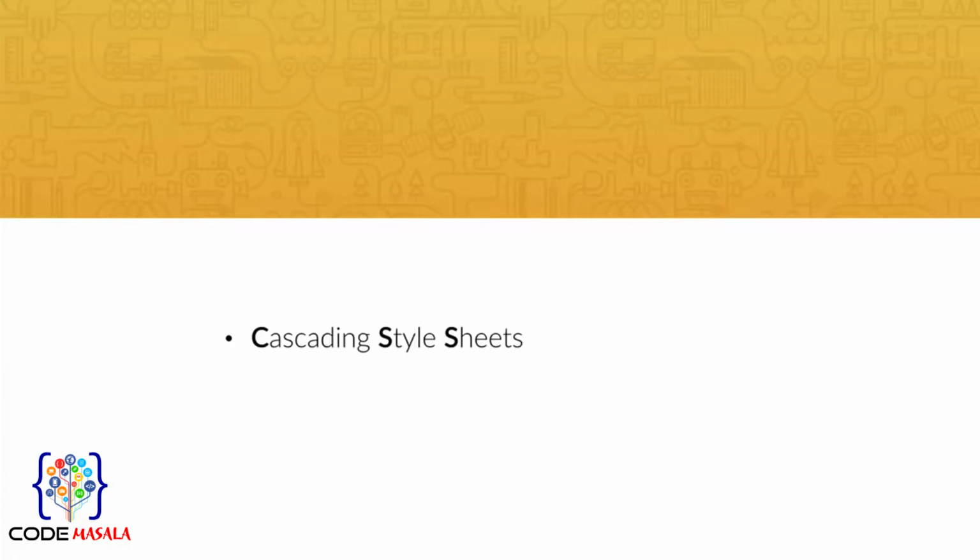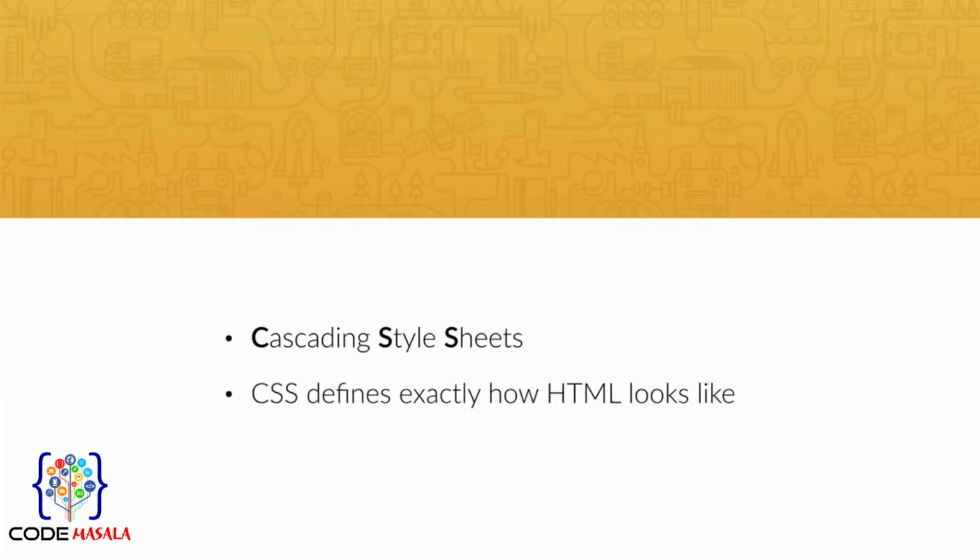So, what is CSS? CSS stands for Cascading Style Sheets. CSS defines exactly how HTML elements should look. It allows us to make a clear separation between content and style. HTML is the content and CSS is the style.